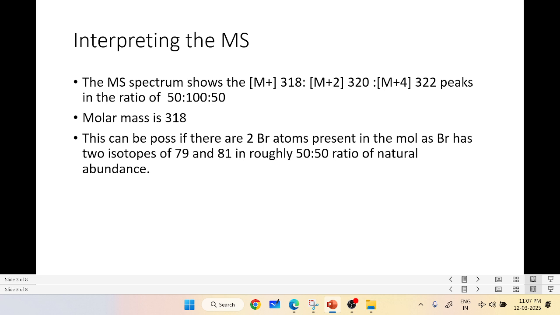And when does that happen? That happens when the molecule is very likely having two bromine atoms. When a molecule has two bromine atoms, you get these M plus 2 and M plus 4 peaks in the ratio of 50 to 100 to 50. Why is that? Because bromine has two naturally occurring isotopes, 79 and 81, in roughly 50 to 50 ratio. So that's why this is happening.